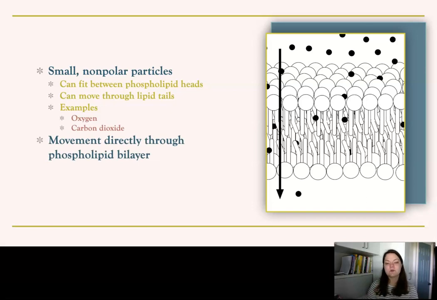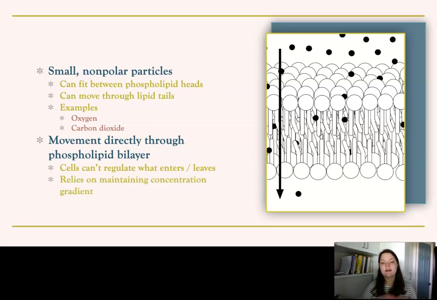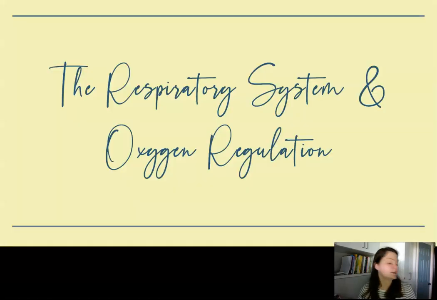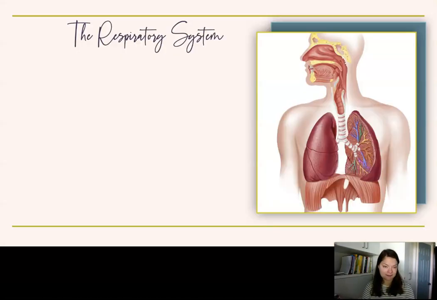And so because they're moving directly through the phospholipid bilayer, something that every cell has, that means that the cell can't directly regulate those things entering or leaving. So instead, especially in multicellular organisms, we're going to have mechanisms that create this concentration gradient and keep it high enough so that oxygen is constantly moving in, and keep the concentration of carbon dioxide outside low enough so that anything that's made is constantly getting pushed out. And so that's going to be the role of the respiratory system.